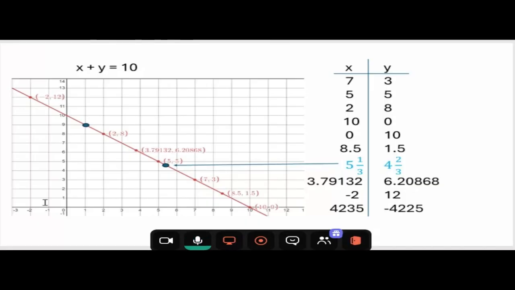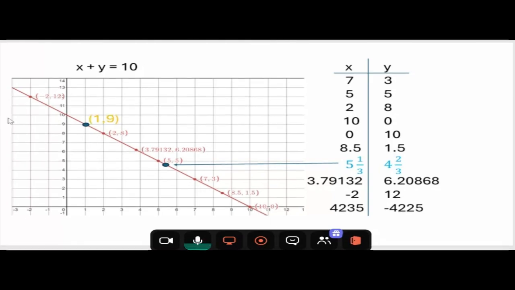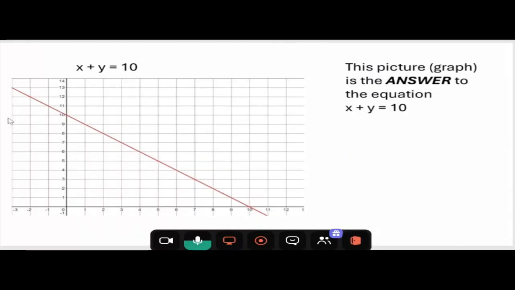So look at this one here. When x is 1 and y is 9, it wasn't listed in our table, but when we drew the line through the points that we had, 1, 9, does 1 plus 9 equal 10? Yeah, sure it does, right? So every point that is on that line makes the equation true, and every point that makes the equation true is on that line. And that is why I said that this line is the answer to the equation when there are 2 variables.